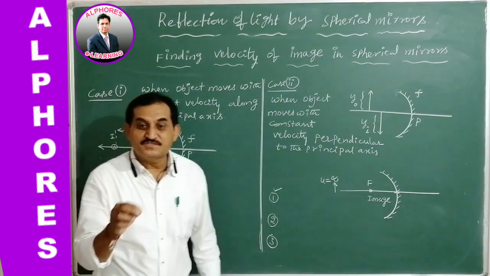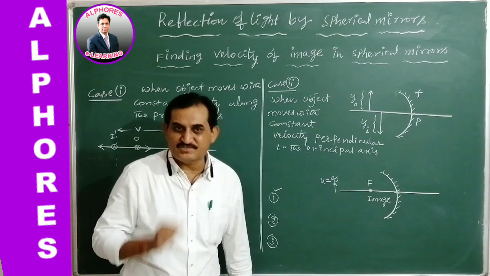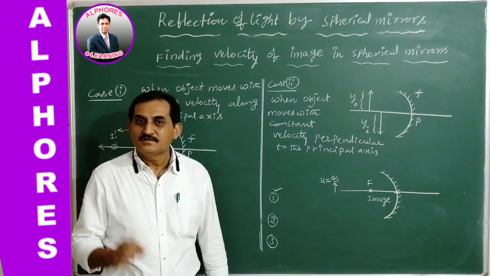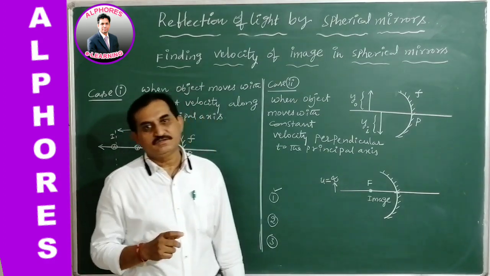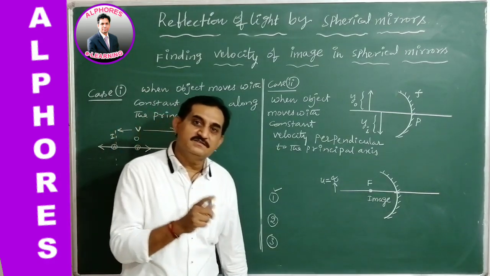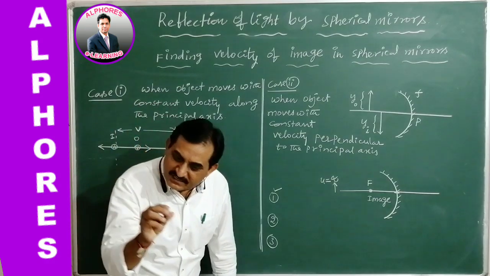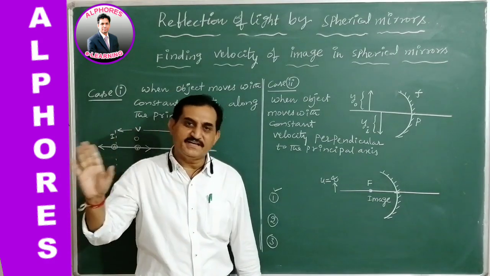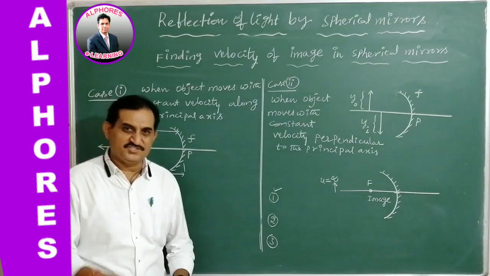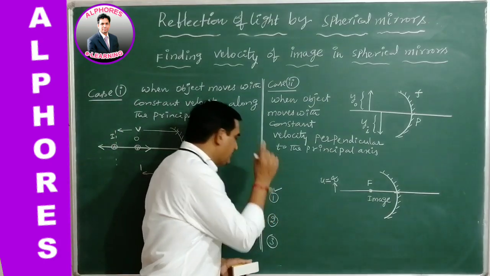This means if the size of the image increases, the velocity of the image also increases in the spherical mirror. As size decreases, velocity will also decrease. This is the interpretation. Point number 1 is over.